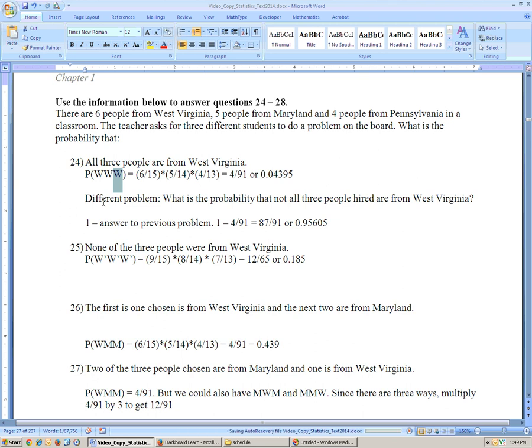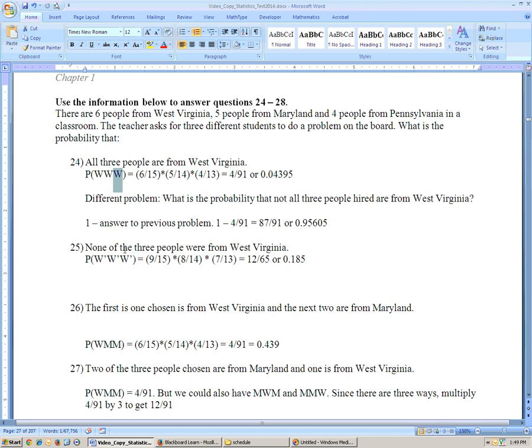Now a different problem that's not in your book says, what is the probability that not all 3 people hired are from West Virginia? Well, this is exactly the opposite of all 3 people being from West Virginia. So to get the answer to this one, just do 1 minus the previous answer. And 1 minus 4 out of 91 is 87 out of 91, or 1 minus this decimal is this decimal here.